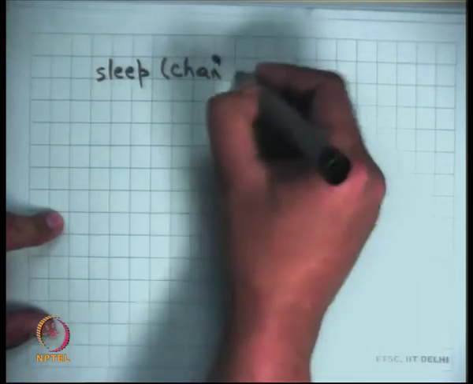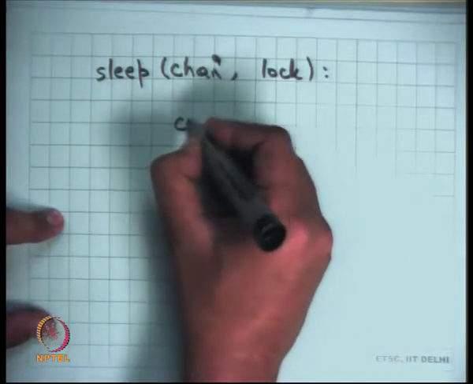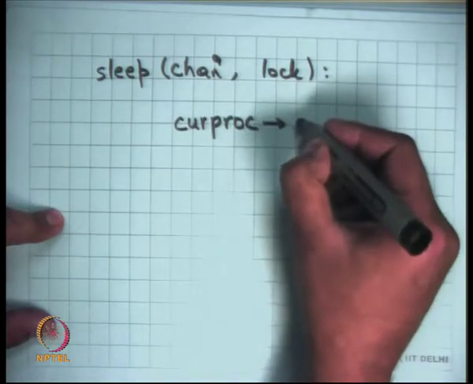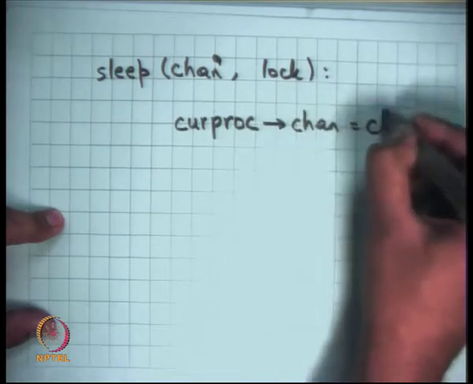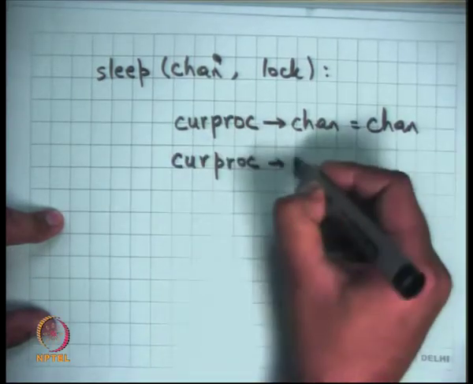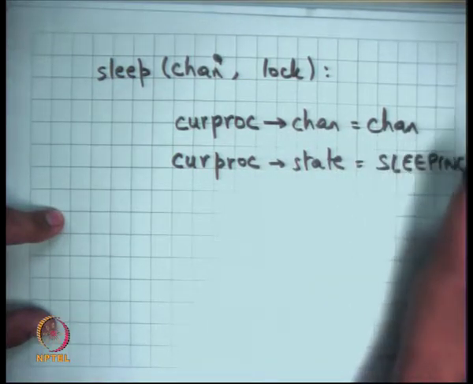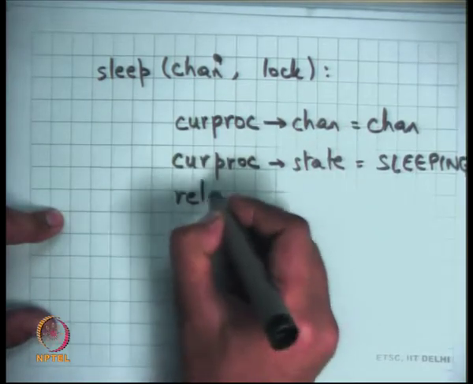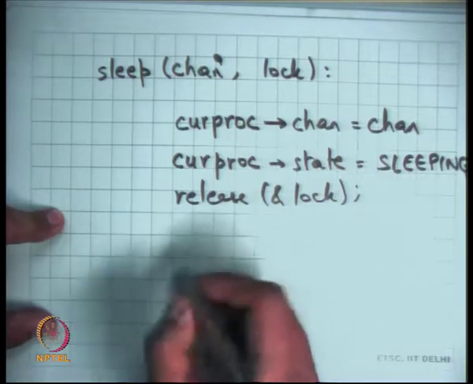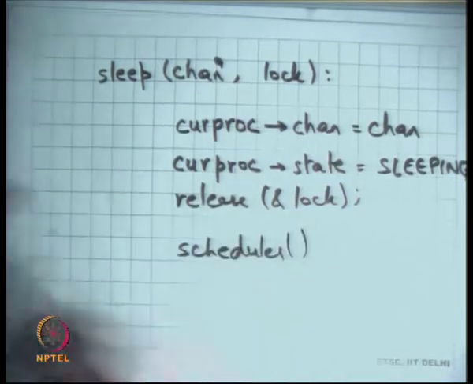Sleep takes two arguments. Whichever process calls sleep is going to say curproc.channel is equal to channel, and curproc.state is equal to sleeping, and it's going to release the lock, and then it will call the scheduler so that somebody else can get to run now.